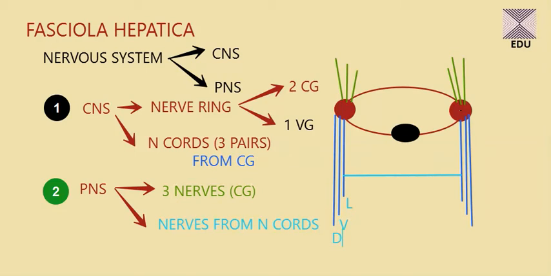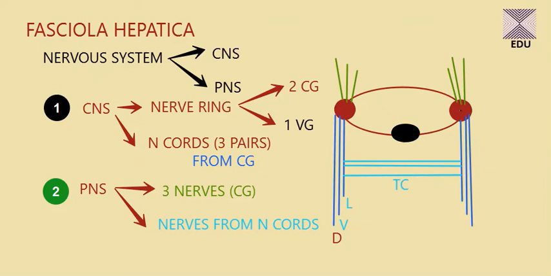So these interconnections are called the transverse commissures. So this particular structure is called the transverse commissure, and these transverse commissures are many in number, and these are present in between the lateral, you can say, nerve cords. So these are the transverse commissures.